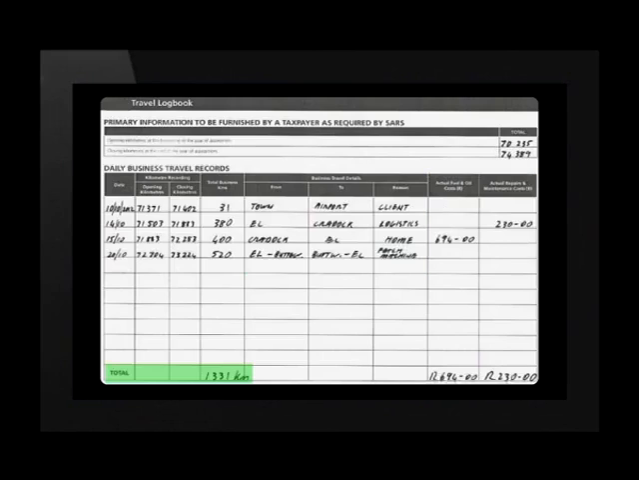The total number of kilometers traveled for business equals 131. The actual fuel and oil costs were 694 Rand, and the actual cost for repairs and maintenance was 230 Rand.